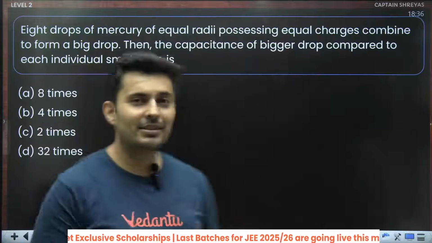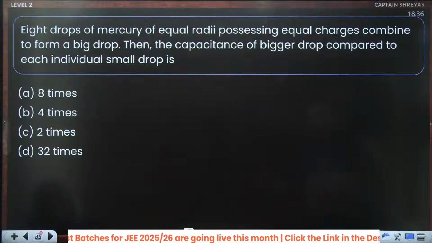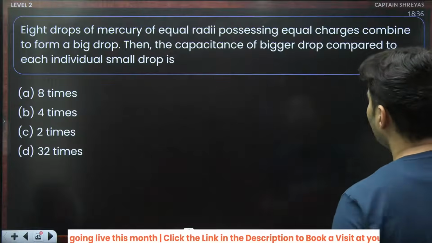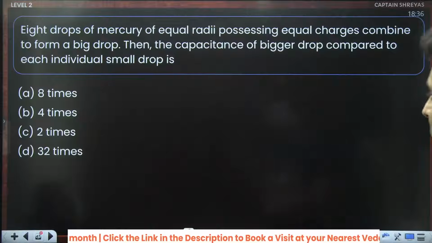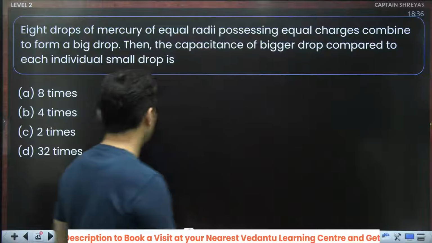How about this one? This is a very interesting question, I guess. 8 drops of mercury of equal radius possessing equal charges combine to form a big drop. Find the new capacitance of the big drop. Compare it to each individual small drop. Let's try to analyze this.